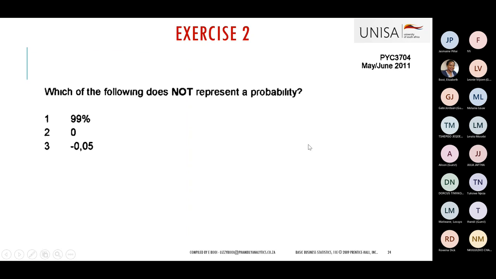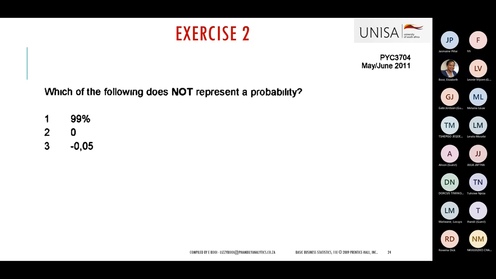Perfect. Let's look at the second one. Which of the following does not represent a probability? I'm going to leave it to you to answer this one now. Which one does not represent a probability? We covered this, remember? The probability starts from a certain number and ends at a certain number, and those numbers can be converted to a percentage if we multiply them by 100.